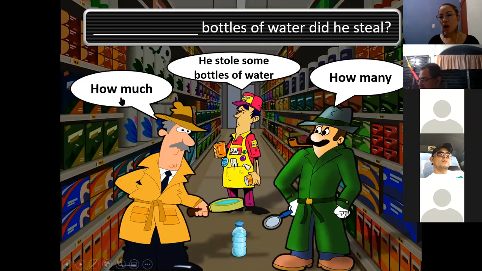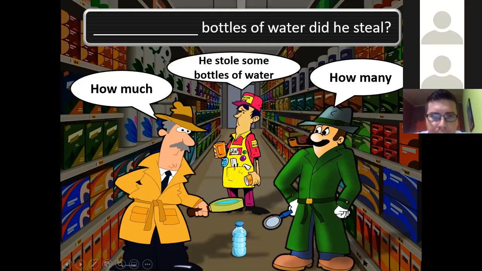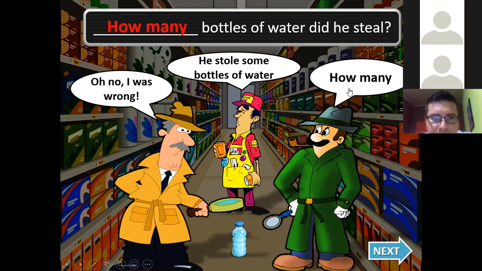Now, bottles of water. Bea, are you there, Beatriz? Pedro? How many bottles of water? How many. Because se puede contar. Sí. Okay, bottles. Yes, how many? Porque podemos contar las botellas. Botellas de agua se pueden contar. Okay, how many bottles of water did he steal? Okay, good. Let us continue with the next slide.